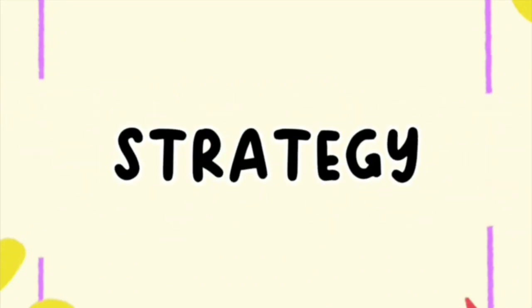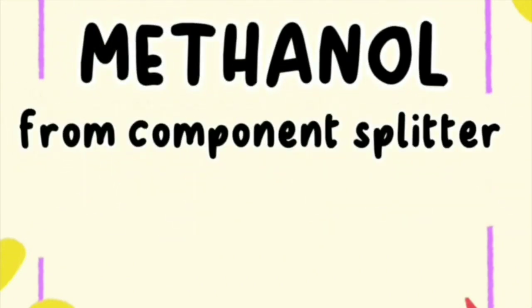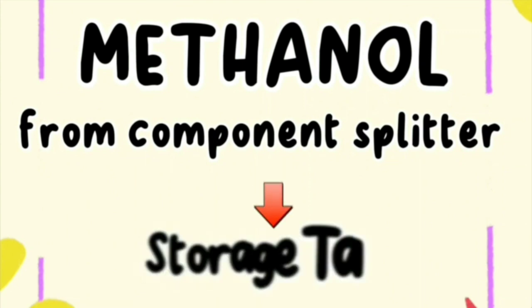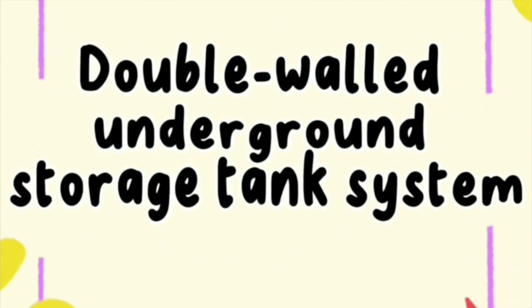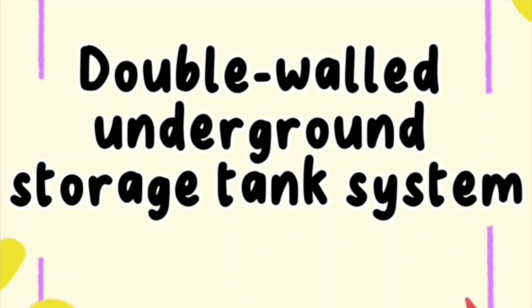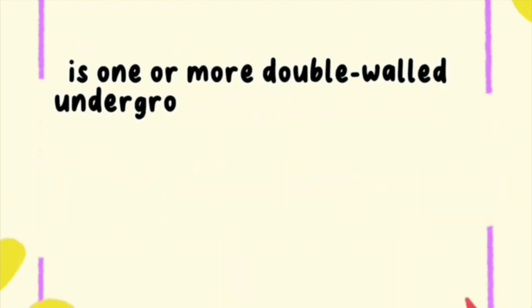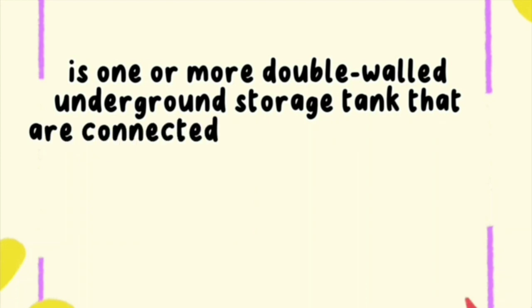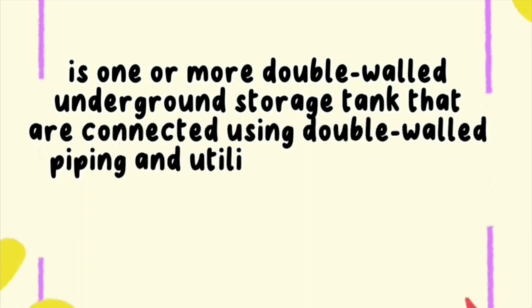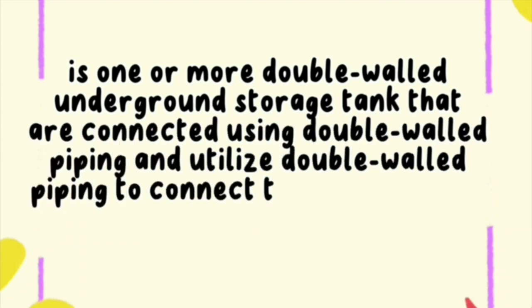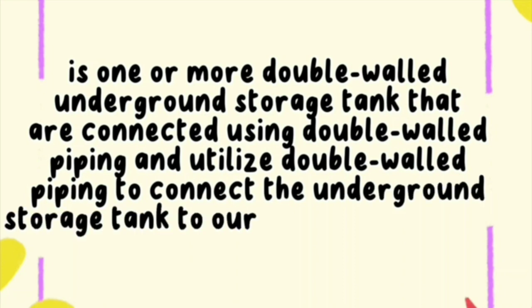Next, for the strategy to deliver the main product methanol from the component splitter to our storage tank, we decided to use a double wall underground storage tank system. A double wall underground storage system is one or more double wall underground storage tanks that are connected using double wall piping, and we utilize double wall piping to connect the underground storage tank to our component splitter.